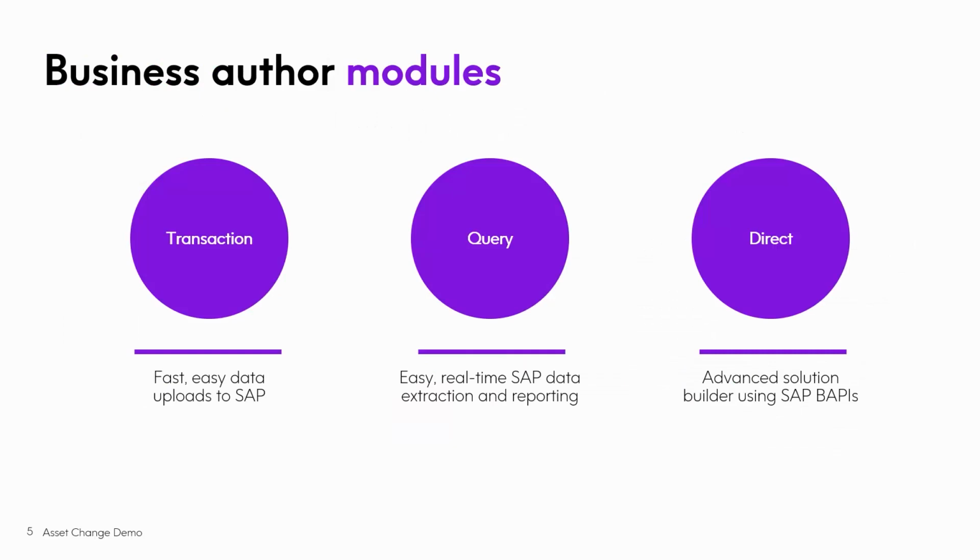Studio includes three modules for building your solutions. Transaction is used for recording and automating SAP transaction codes. Query is used for extracting data from SAP tables, and Direct has the ability to use BAPIs or remote-enabled function modules. For this demonstration, we'll be focusing on transaction.